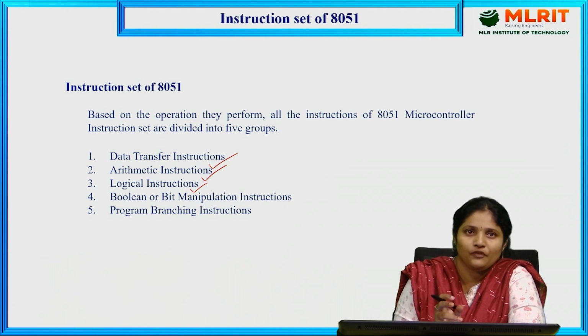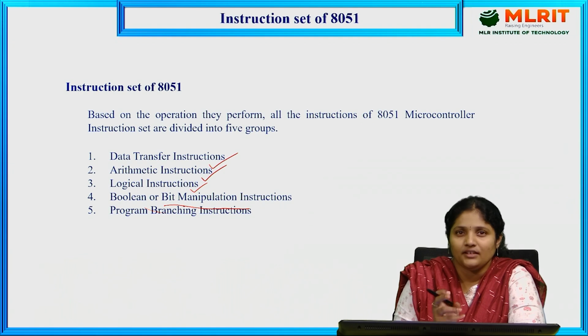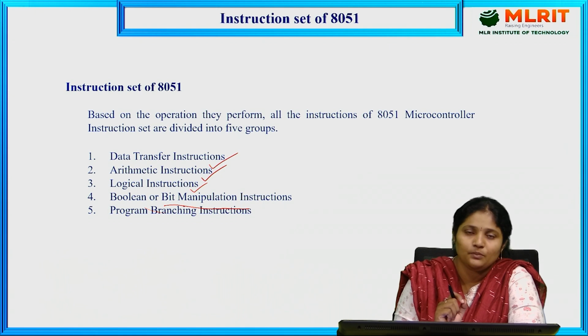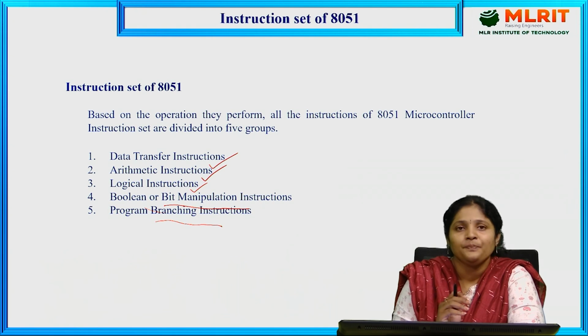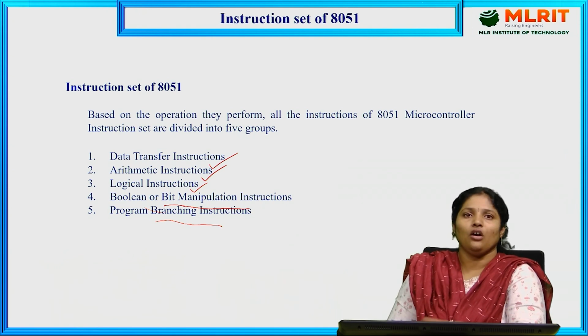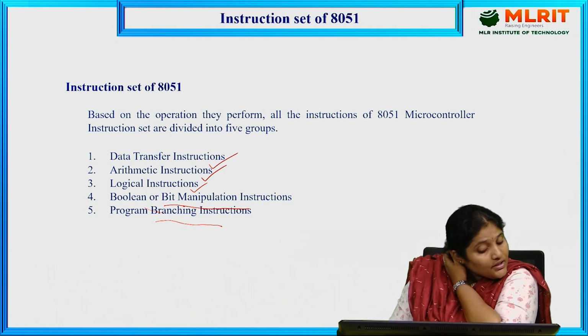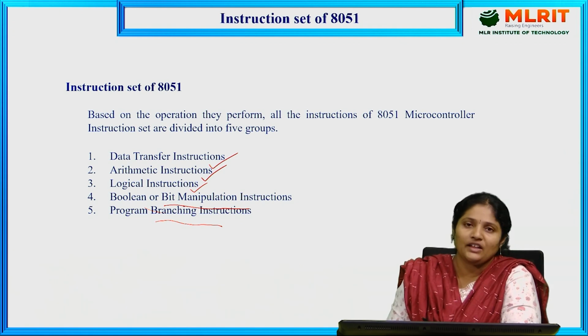So such type of operations will come under these logical instructions. Next, coming to the Boolean or bit manipulation instructions. To clear a bit or to set a bit, to manipulate each single bit, you can use these bit manipulation instructions. Coming to the program branching instructions, branching is nothing but jump instructions or rotate, such type of instructions come under these branching instructions.